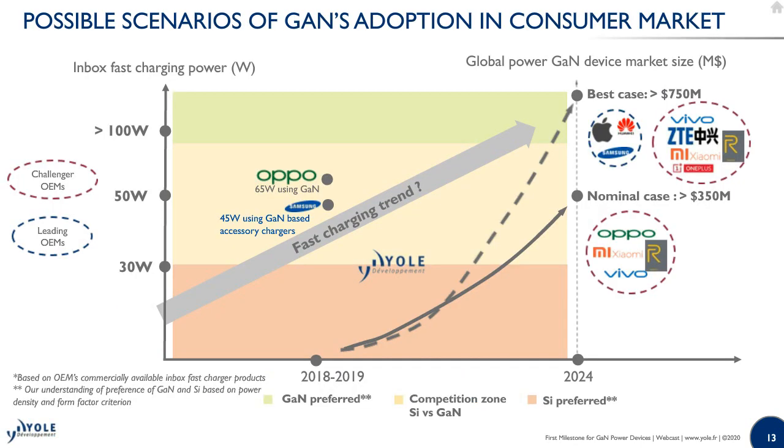So now let's ask the question: what will all this great news bring to the GaN power market? As of today, in our understanding, the technology choice depends on many factors, the technology choice, of course, for the converter used in the fast charger.